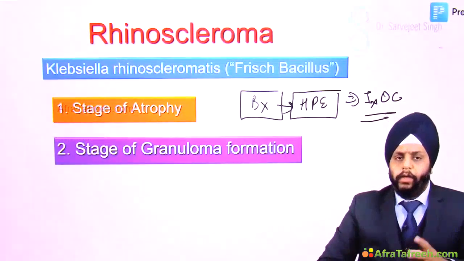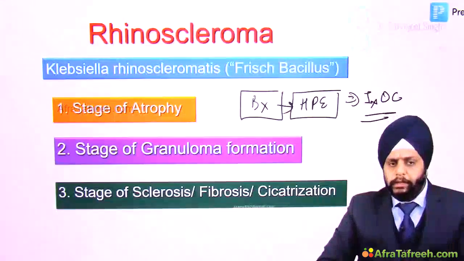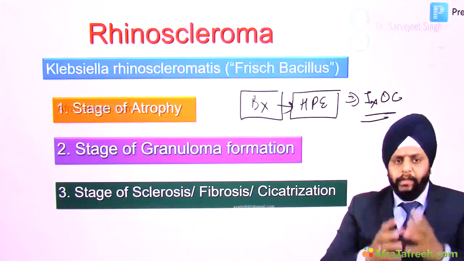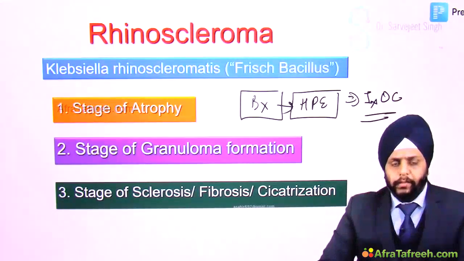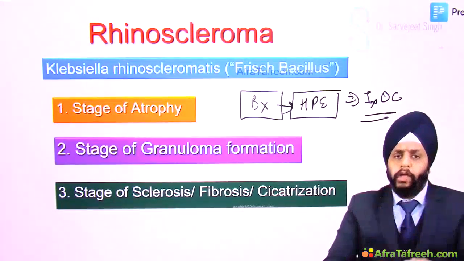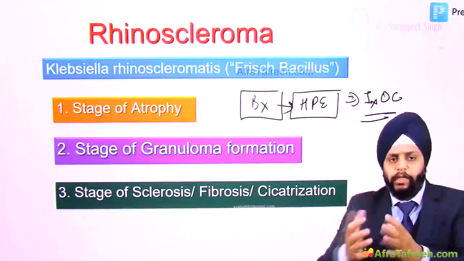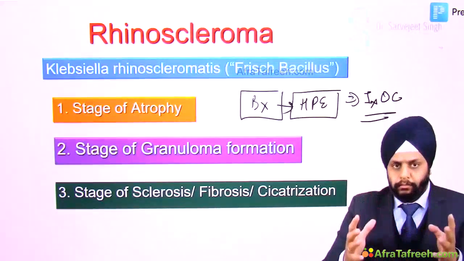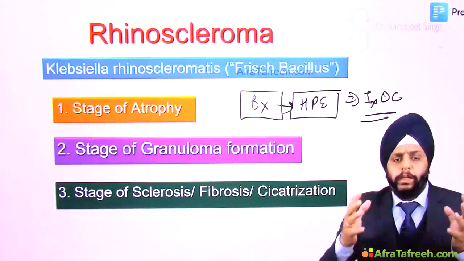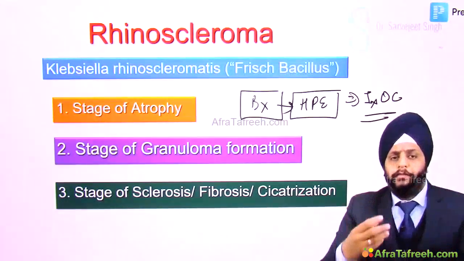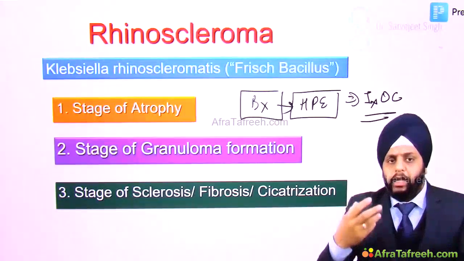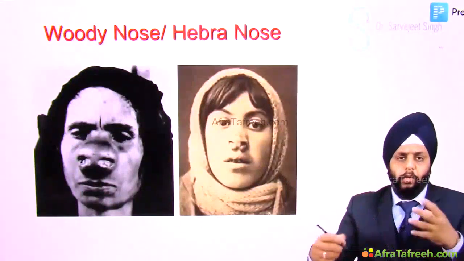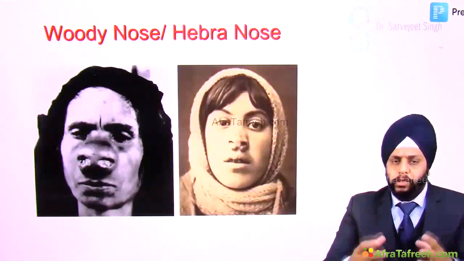Okay, what will be the third stage? The third stage is stage of sclerosis or fibrosis or cicatrization. These granulomas, they start healing. So when they start healing, they undergo sclerosis or fibrosis or scar formation, cicatrization. Now when they undergo sclerosis or fibrosis, they become hard. The entire nose starts becoming hard. Okay, it gives a feeling like a wood. It's hard as a wood. So this is known as woody nose. Okay, the nose becomes hard like wood, known as woody nose.